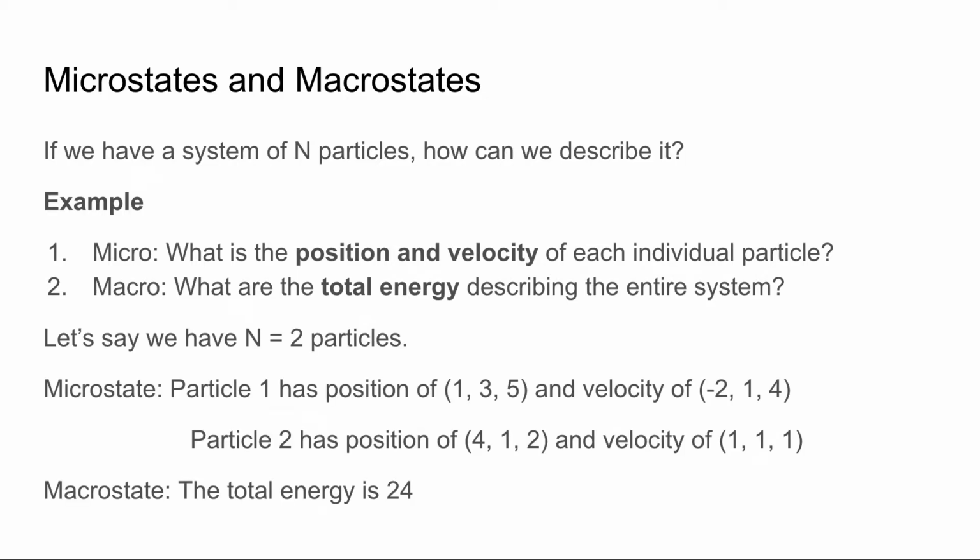So let's say we have two particles. An example of a microstate is these 12 numbers over here. These 12 numbers specify a specific microstate of the particles. Of course, there can be many different sets of 12 numbers that describe different microstates, but this is just one of them. And a macrostate, for example, will be saying the total energy is 24. So you can see that a macrostate is a much simpler description than the microstate.